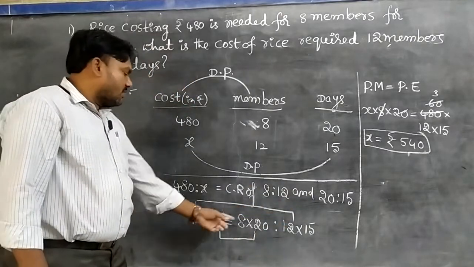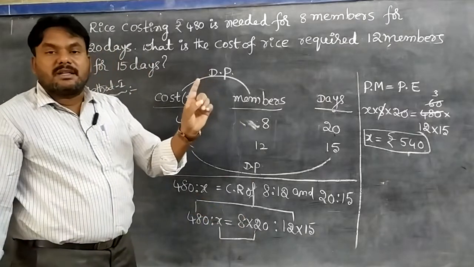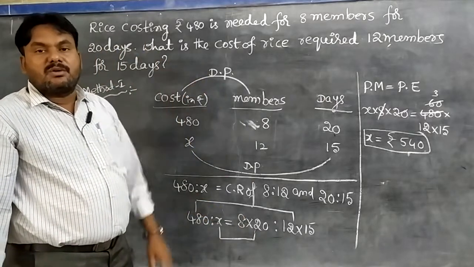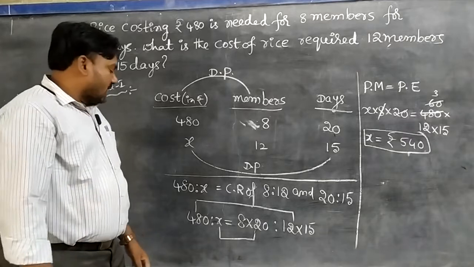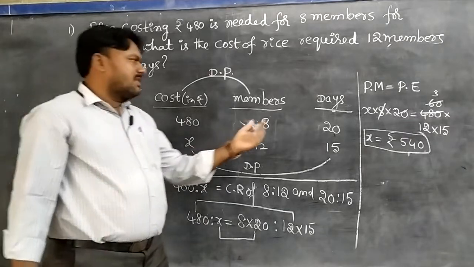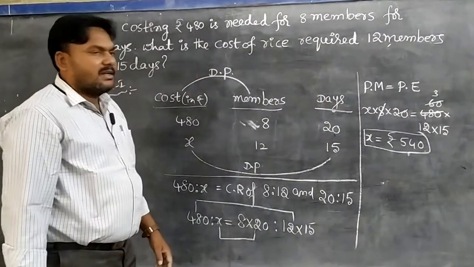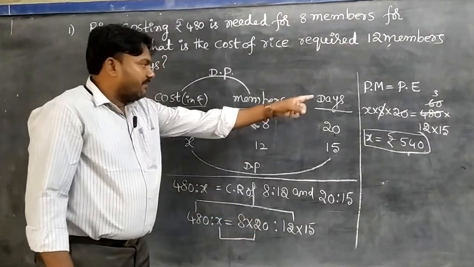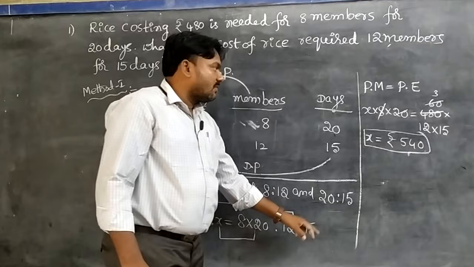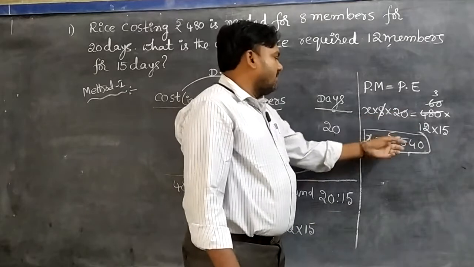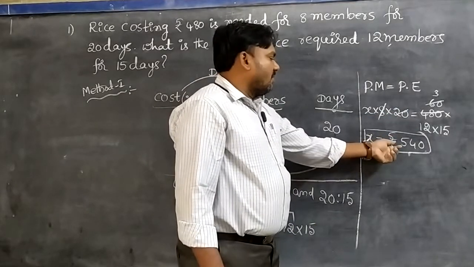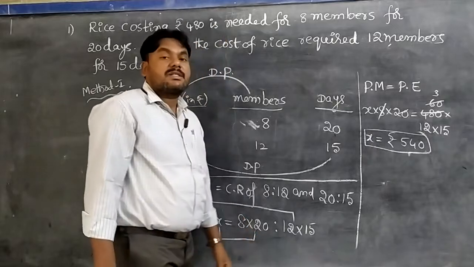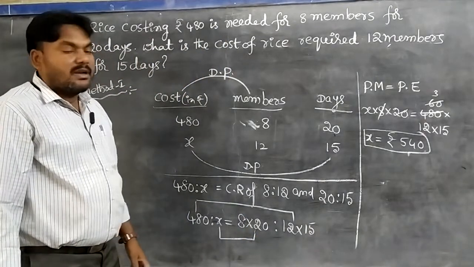If two ratios are equal, apply one formula, that is product of extremes equal to product of means, or product of means equal to product of extremes also. So x into 8 into 20 equal to 480 into 12 into 15. With calculation, finally we get x equal to 540 rupees. So required cost of rice equal to 540 rupees.